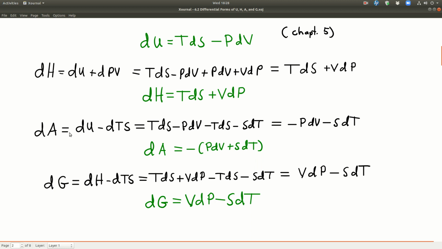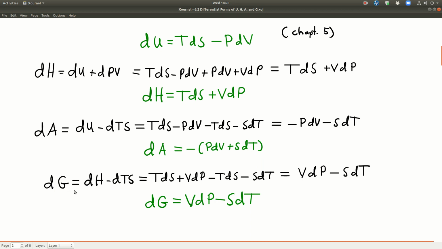Helmholtz energy is equal to U minus TS, so the differential is dU minus d(TS). Once more, substituting in place of the dU, which we derived in chapter 5, TdS minus PdV, we get the dU portion, and then the differential of TS, which is TdS plus SdT. Here, the TdS term and the minus TdS term cancel out, leaving us with dA equal to negative PdV minus SdT.